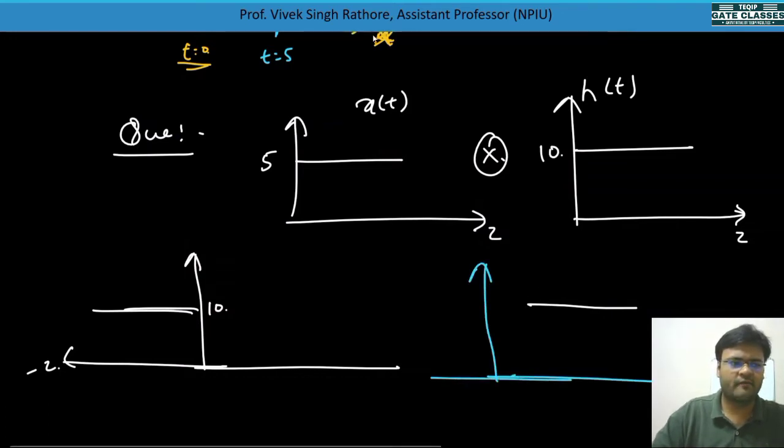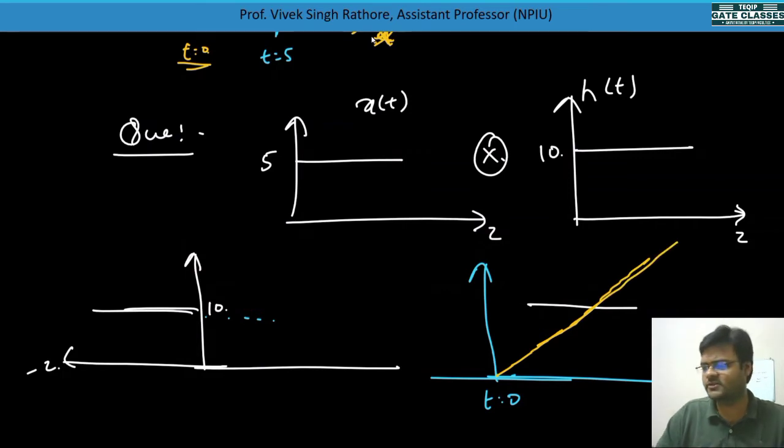at t equal to 0, you'll get nothing as output. And as soon as this value goes on increasing, you will get your output response as this, and it will go on because this is unit step. So it will go on, and it will go straight.